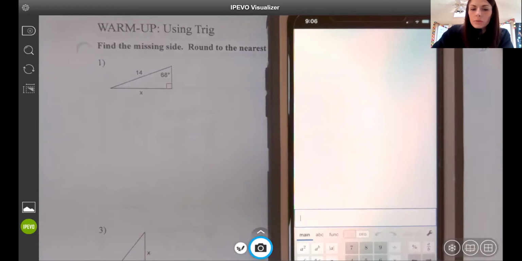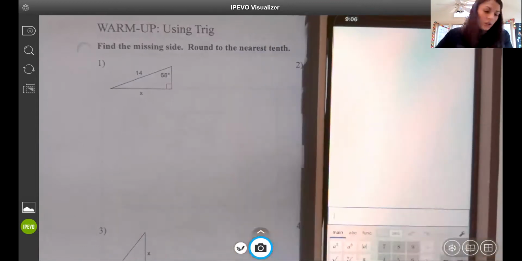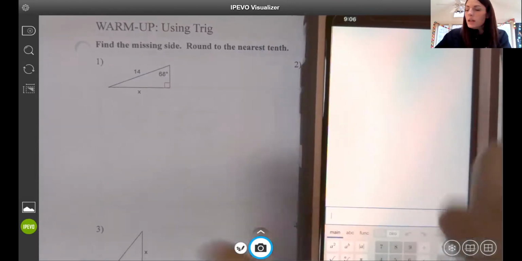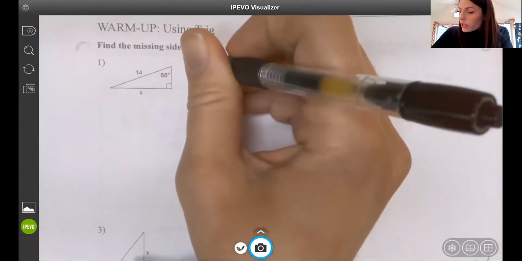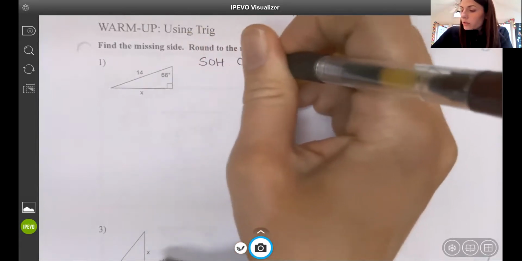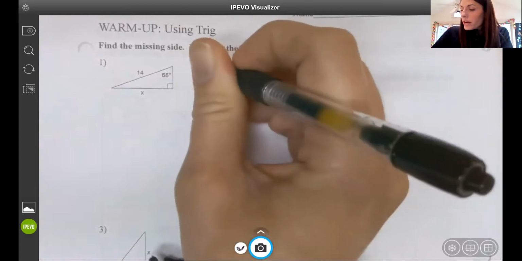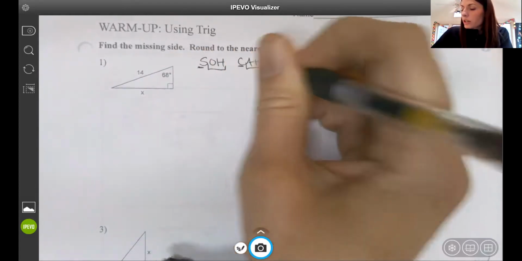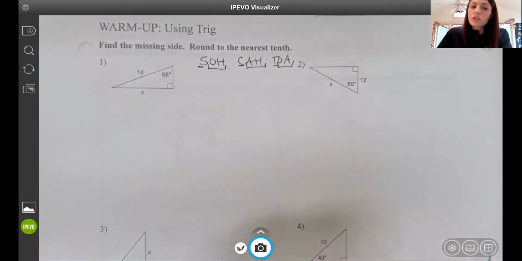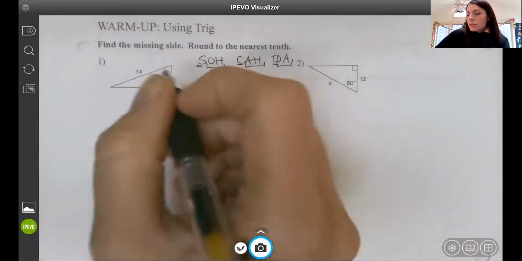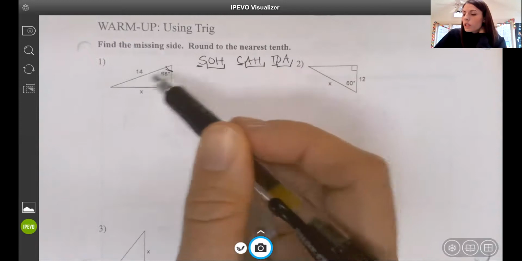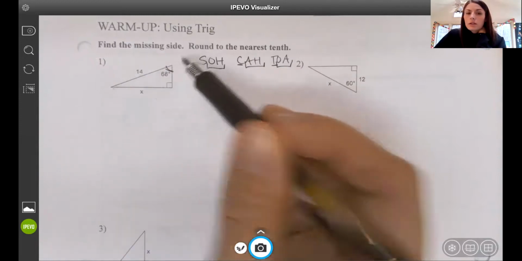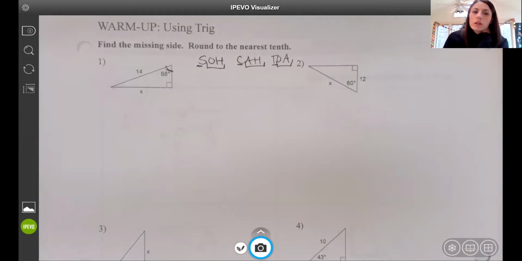Yesterday we talked about trig and sine, cosine, and tangent and how to use that to find a missing side. If you're in the gold group, hopefully you watched the video. We learned SOHCAHTOA, where sine is opposite over hypotenuse, cosine is adjacent over hypotenuse, and tangent is opposite over adjacent. It's all based on the perspective of the angle we're given. We never go from the 90-degree angle. What side is 14 here in this example? Is it opposite, adjacent, or the hypotenuse of the triangle?